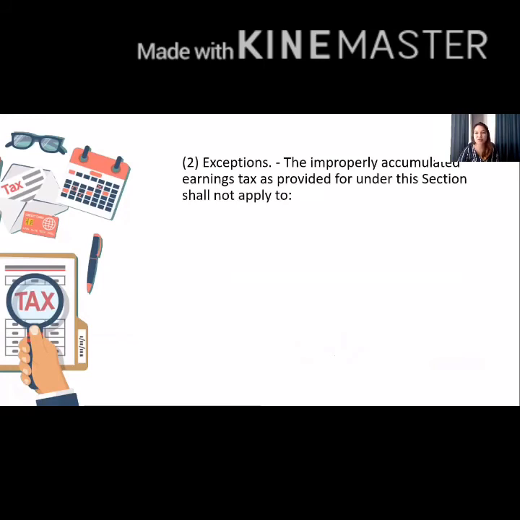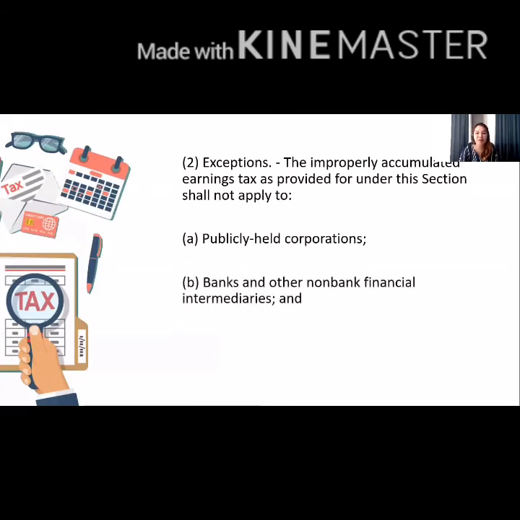The exceptions will be: the improperly accumulated earnings tax provided for under this section shall not apply to publicly held corporations, banks and other non-bank financial intermediaries, and insurance companies.